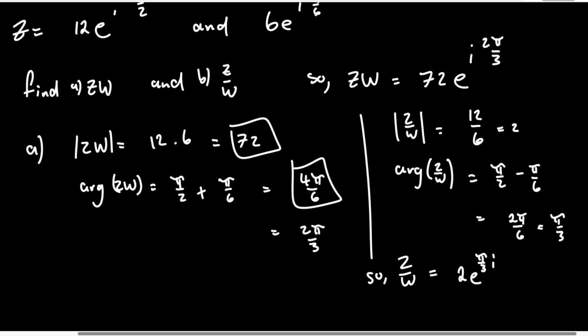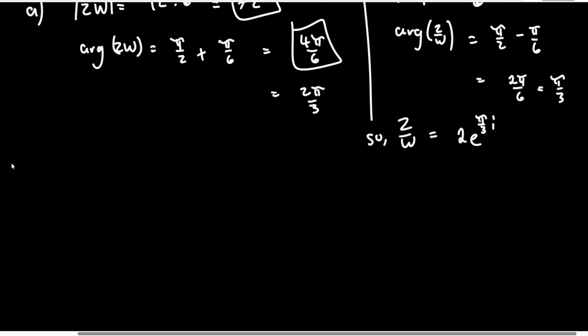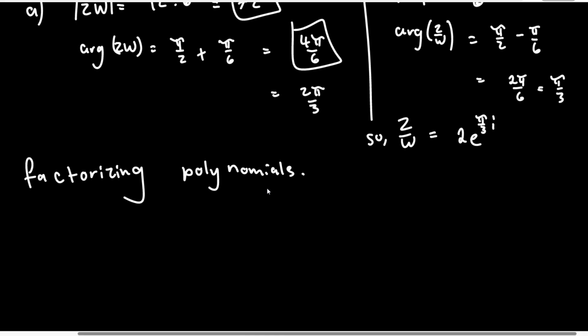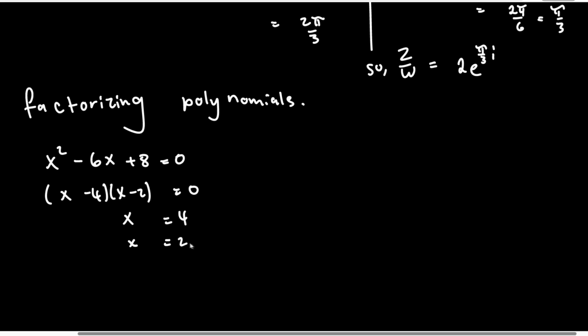Now we're going to do factorizing polynomials. Okay, so let's do some factorizing. Before this, we discussed complex roots. What if you're given something like x squared minus 6x plus 8? Well, this one's very easy to factorize, right? Because we know the multiples of -4 and -2 give me 8, and they also give me -6, which means x is equal to 4 and x is equal to 2.